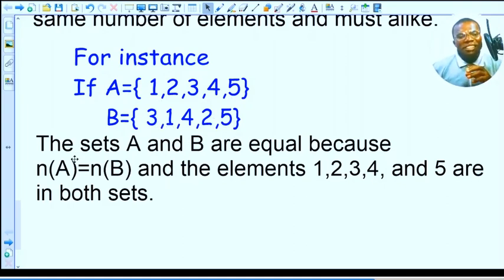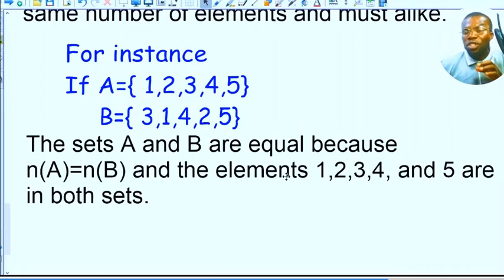Therefore, we can say sets A and B are equal, simply because the number of elements of set A is 5, and the number of elements in set B is also 5. These numbers are the same. And the elements 1, 2, 3, 4, and 5 are found in both sets, or belong to both set A and set B. Due to this condition, we can conclude that set A and set B are equal sets. Yes. Let us see another example.